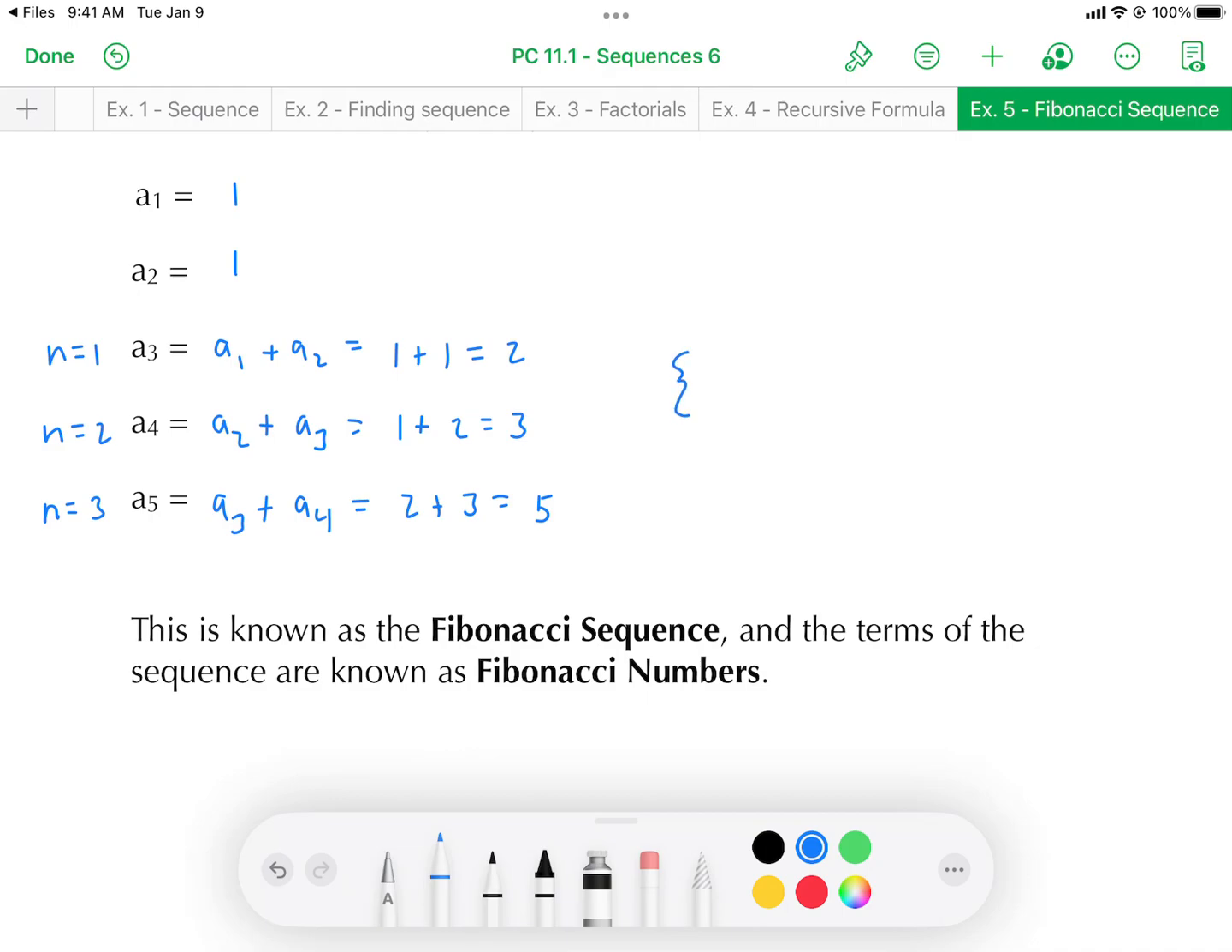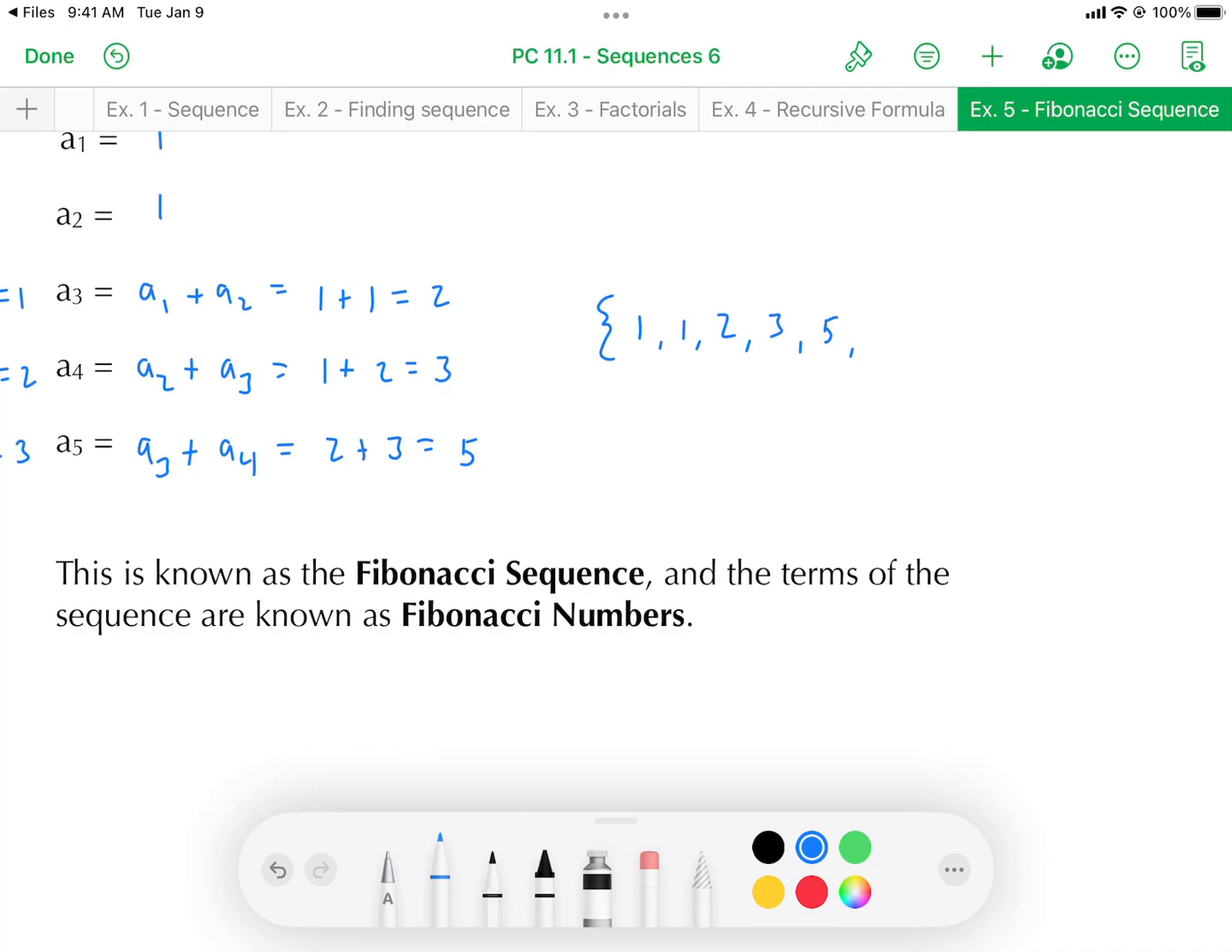All right, so let's list those out as a set. 1, 1, 2, 3, 5. What would be next? 8. After that, 13. After 13, 21. Okay, you get the idea. You're just adding the 2 terms that precede it, right? All right, so notice we're calling this the Fibonacci sequence. Probably the most famous sequence out there. The terms of this sequence are known as Fibonacci numbers.